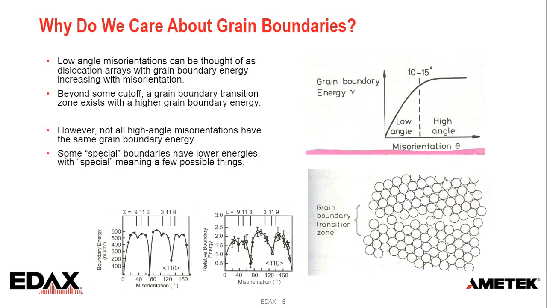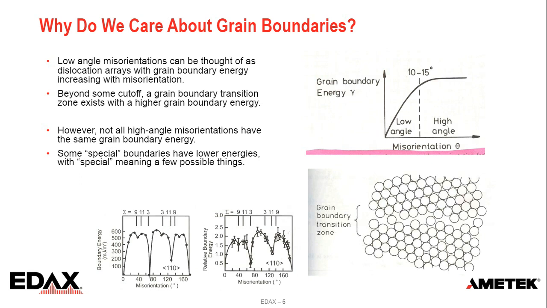As it transitions to what's shown as a high angle boundary, though, we end up with a disordered grain boundary transition zone. So your grain boundaries change a little bit as a function of misorientation, but not all high angle misorientations have the same grain boundary energy. And that's what I'm trying to show on the bottom right here, that for some crystals, there are specific misorientation relationships. And that means there's a specific axis of rotation and angle of rotation that have a minimization of energy.